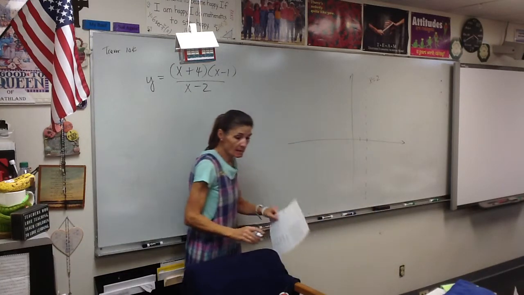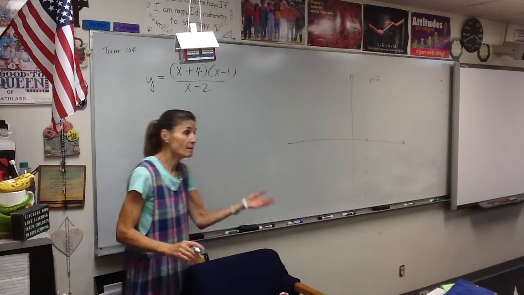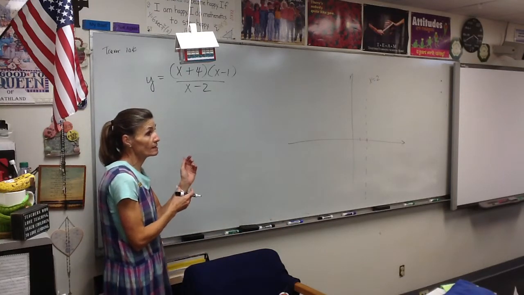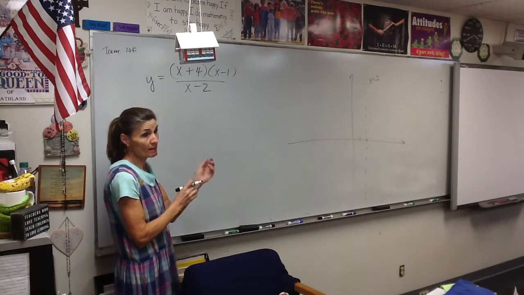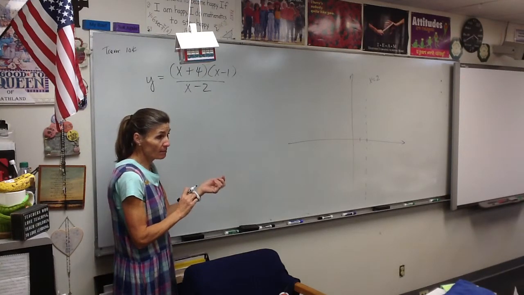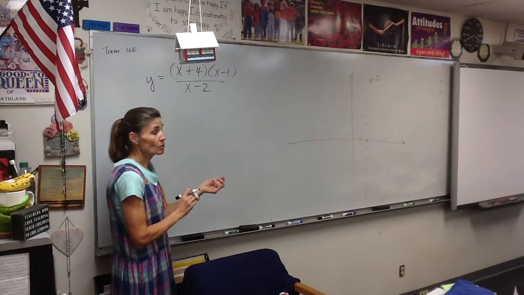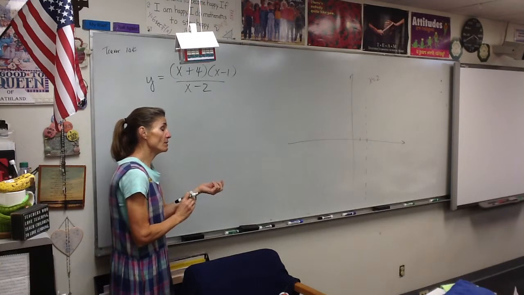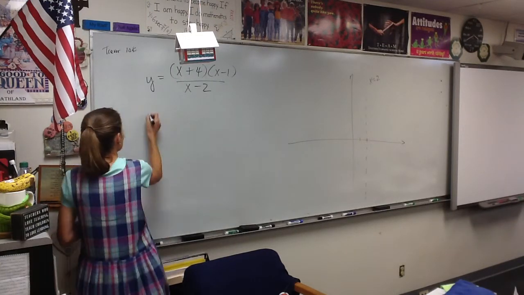Now what about my end behavior asymptote? A lot of times those are horizontal lines, but not this time, because why? The power on the top is bigger. So what do we do when the power on the top is bigger? We divide.